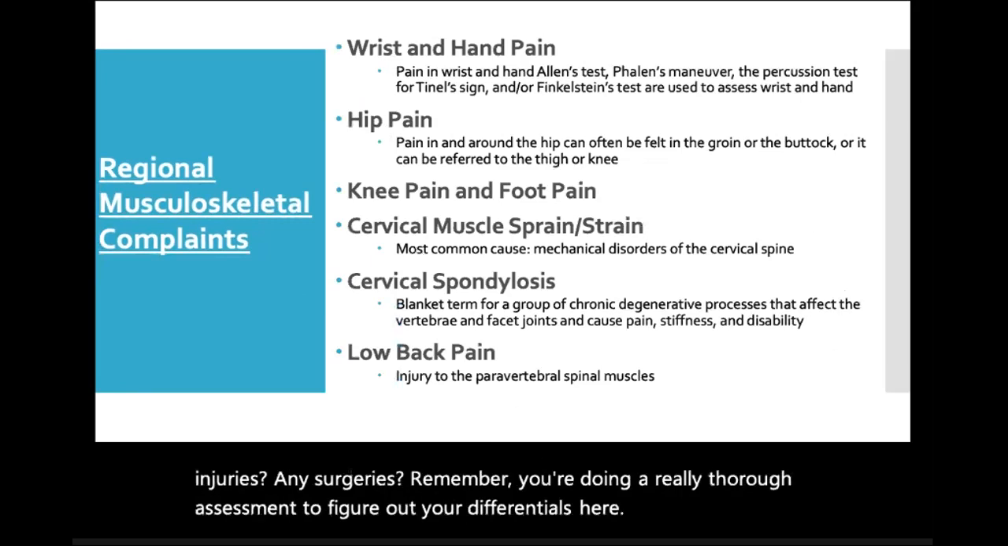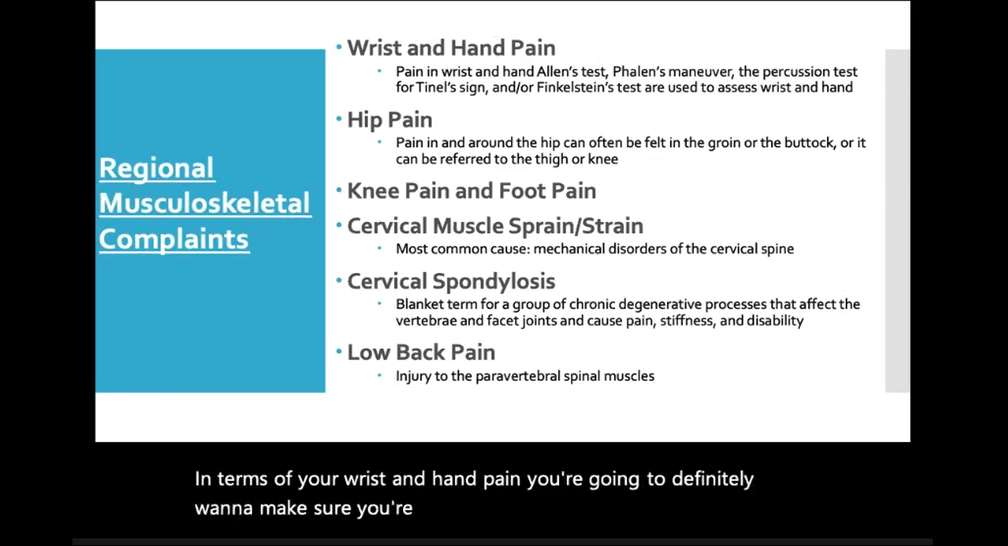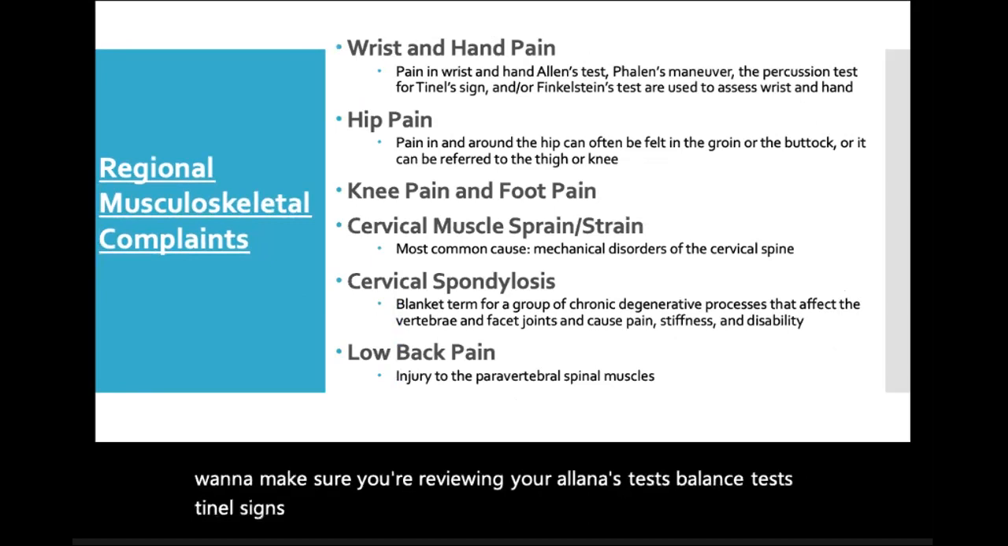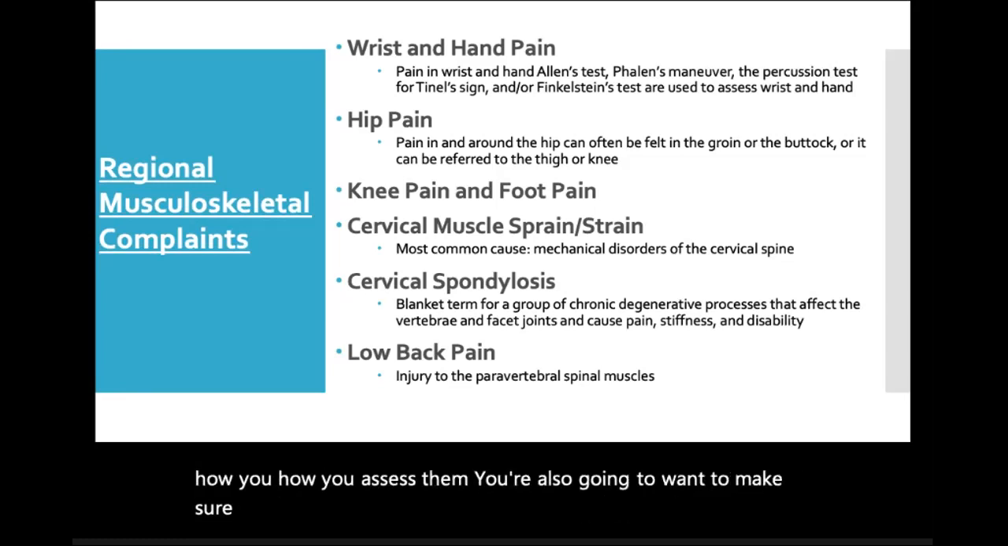In terms of your wrist and hand pain, you're definitely going to want to make sure you're reviewing your Allen's tests, Phelan's tests, Tinel's signs, Finkelstein's test. All of those are in your book. Just make sure you're reviewing those tests and the purpose of them, as well as how you assess them. You're also going to want to make sure you do range of motion of the fingers and wrists and how you would assess that.